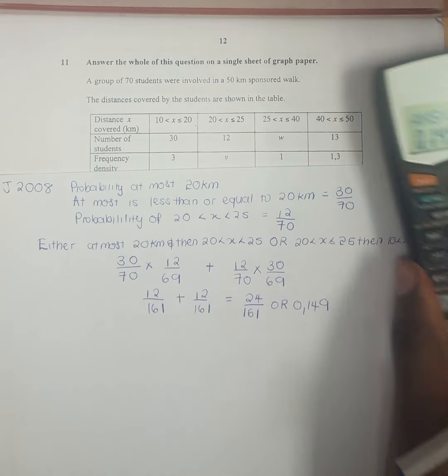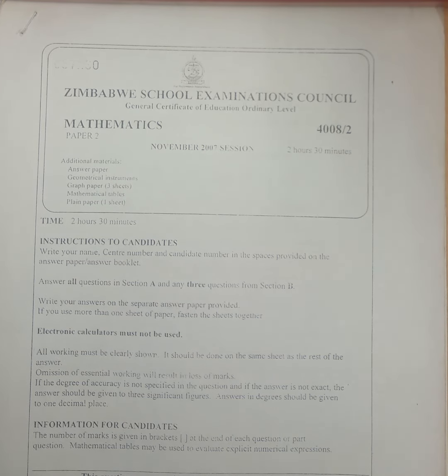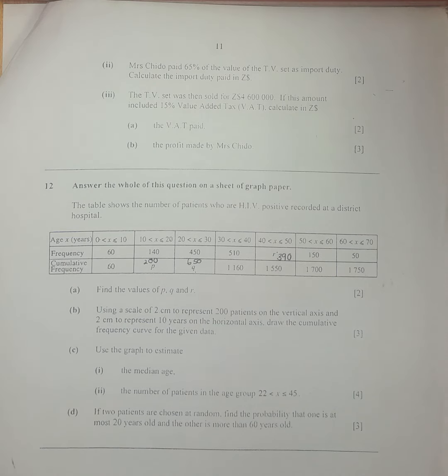0,149. I'm going to explain another example so that you understand how to calculate if it is selection from different categories. So we are going to select our question from November 2007. It reads, the table shows the number of patients who are HIV positive recorded at a district hospital. If two patients are chosen at random, find the probability that one is at most 20 years old and the other is more than 60 years old.